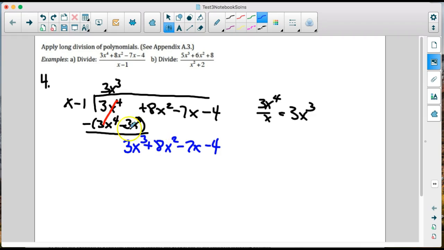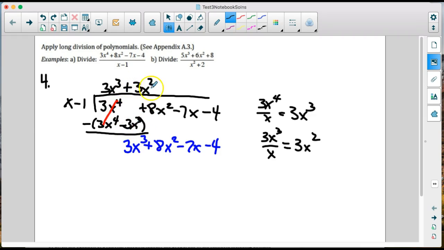Now we have this new polynomial that we're going to divide this lead term into. So we're going to take that lead term, and divide it into the first lead term here that's left over. So we have 3x to the third divided by x. It's going to give me 3x squared. That's going to be our next term in our answer, 3x squared.